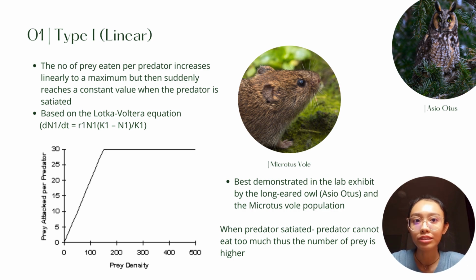We assume that the food processing time is negligible, which means that the time for the consumer to prepare and eat its food does not interfere with the search for food. However, once it reaches its maximum and a constant value, this indicates that the predators are satiated, and the prey population will stay at a constant value. The best demonstration for this type 1 graph is the long-eared owl and the Microtus vole population.